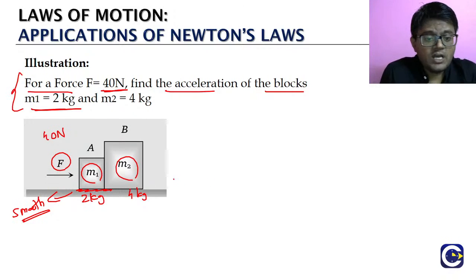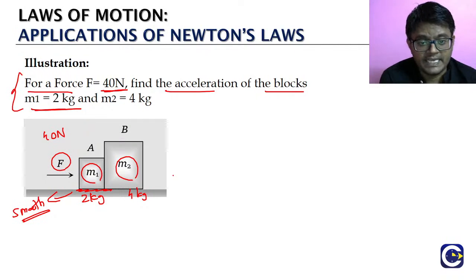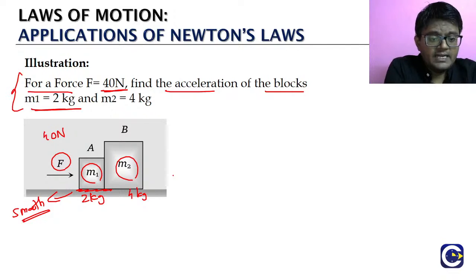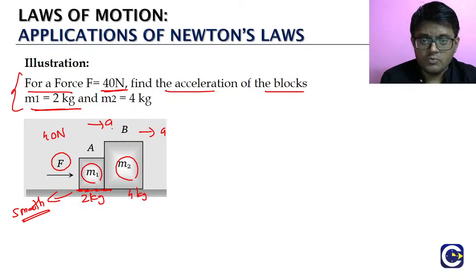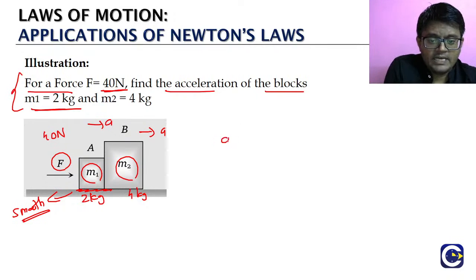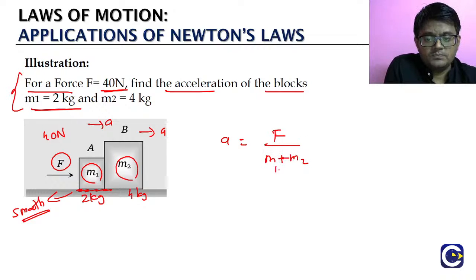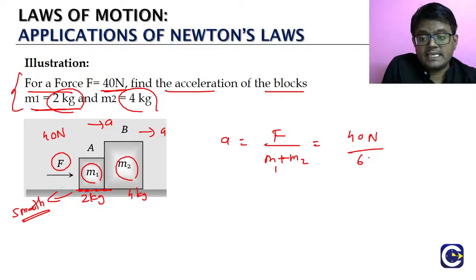This question we have already solved, so we are not going to do the entire calculation again. In this kind of arrangement, both blocks will move with the same common acceleration. What is its value? A is equal to F by M1 plus M2. F is 40 newtons, M1 is 2 kg, M2 is 4 kg. 2 plus 4 is 6 kg.